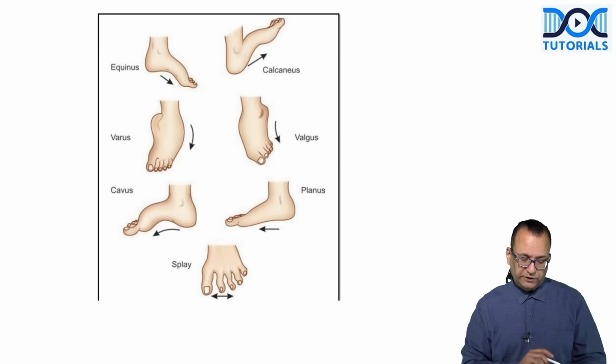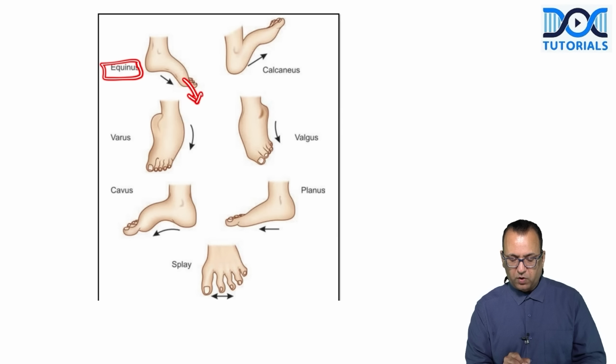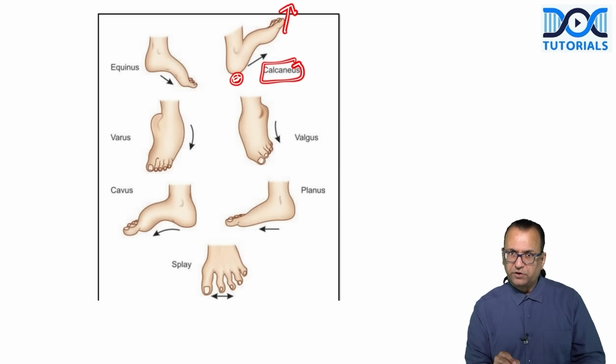As you will notice, in equinus, like a horse, the patient is walking on the toes, basically the heel is up there. If the patient has foot drop, it might appear like equinus, though not exactly because they will have a different gait. What is calcaneus? It means the patient is walking on the calcaneum. So the toes will be pointing towards the sky, towards the roof.